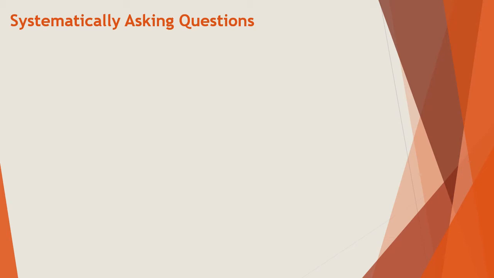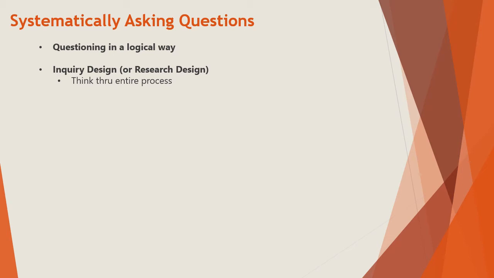Our next reading was from something called Systematically Asking Questions. And the idea here is that we just don't want to do diversive curiosity and just ask random questions. What we're talking about in this course is how do we question in a logical way. And really, when we're thinking about that, like what is the question I really want to answer, how do I do it, then what we're talking about is research design or inquiry design.